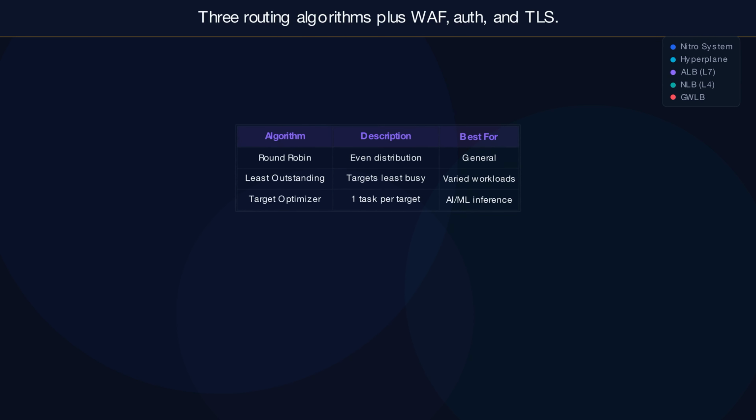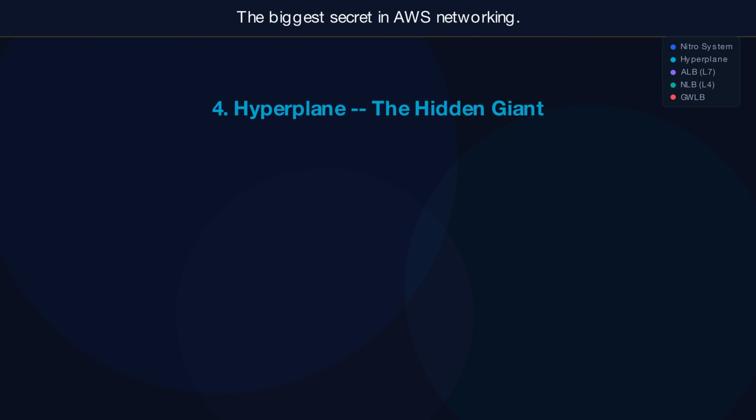ALB offers 3 routing algorithms. Round-robin distributes requests evenly. Least outstanding requests sends traffic to whichever target is least busy. And the new target optimizer, designed for AI workloads, limits each target to a single concurrent task using an agent running on the instance. On top of that, ALB integrates WAF for DDoS protection, Cognito for authentication offload, and supports SSL, TLS, and mutual TLS for end-to-end security.